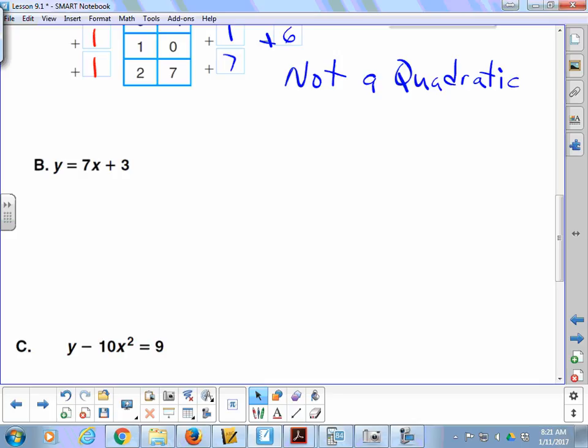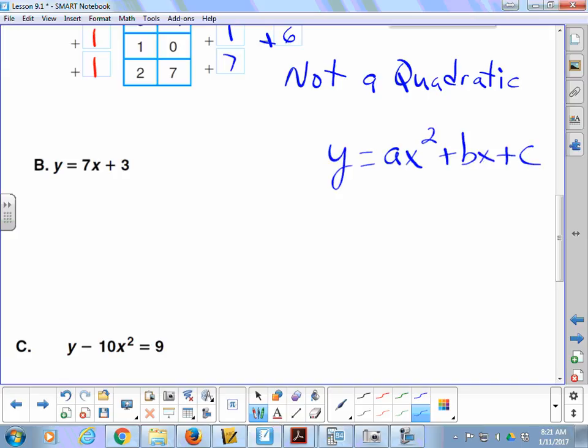All right, so here in B and C, we're going to look at a couple of equations. When it's an equation, we're looking for y equals ax squared plus bx plus c. The most important thing is I'm looking for a power of 2. What's the power for x if I just have bx? It's 1. And the power for x in c is 0. So the biggest exponent I can have is 2, but I have to have at least that.